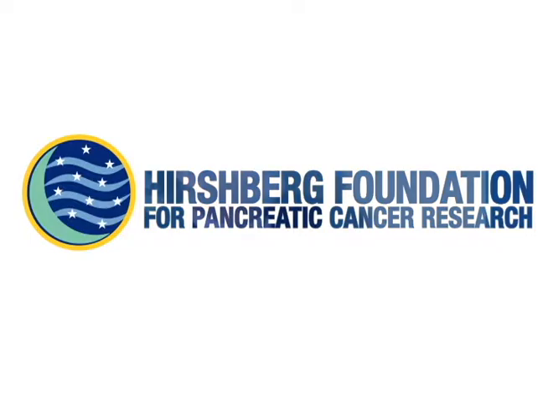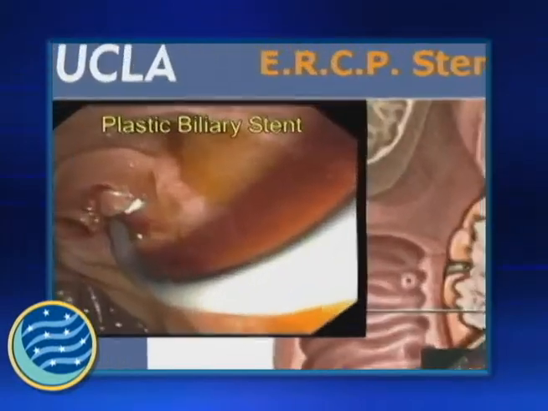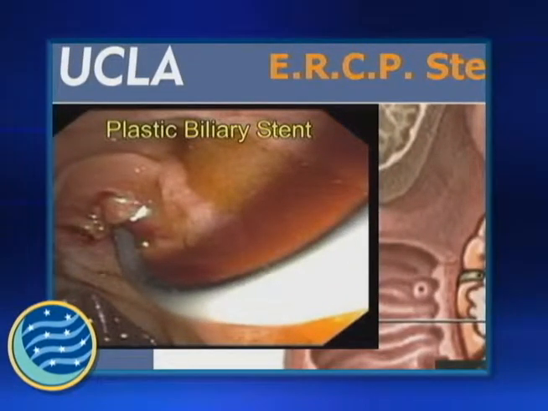Well, this is to remind everybody of the anatomy: the bile duct and the pancreatic duct. And it's the obstruction of this with, for example, a tumor that then results in the bile backing up and jaundice. There are many ways to deal with this, and what we're doing here is placing a stent. This is the plastic stent going into this bile duct to relieve the obstruction.